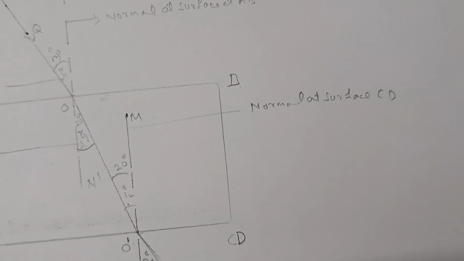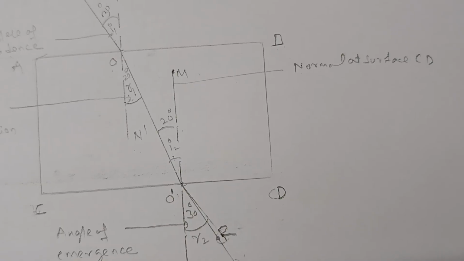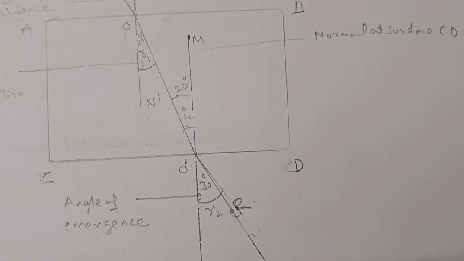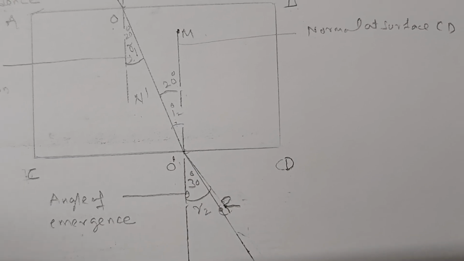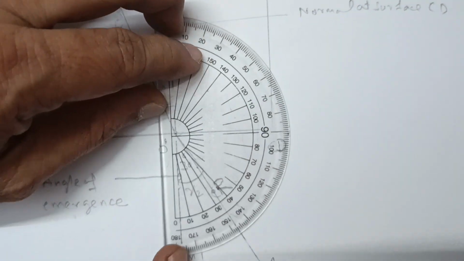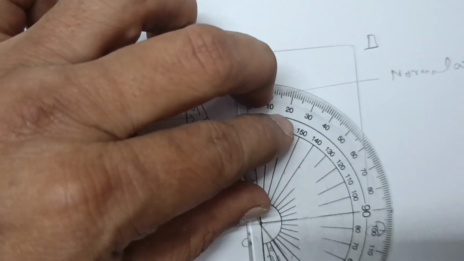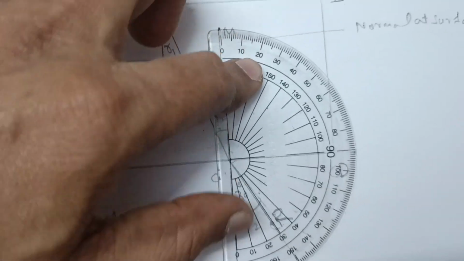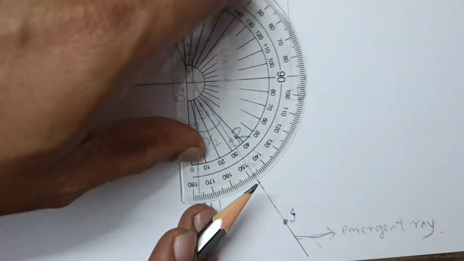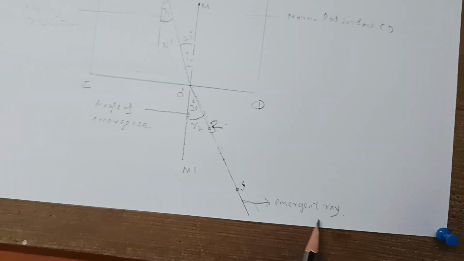Now I will show you the angle of emergence. What is the angle of emergence? To measure this one, keep this protractor on the normal at point O, and you can measure it. You can see now this is 30 degree. Now this is the emergent ray.